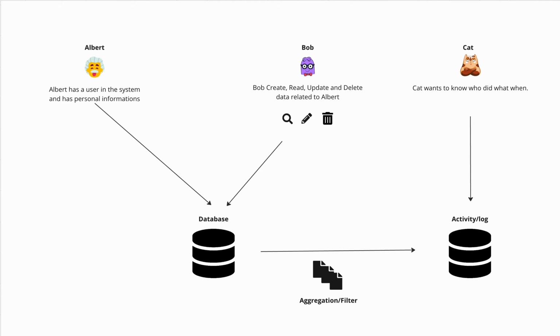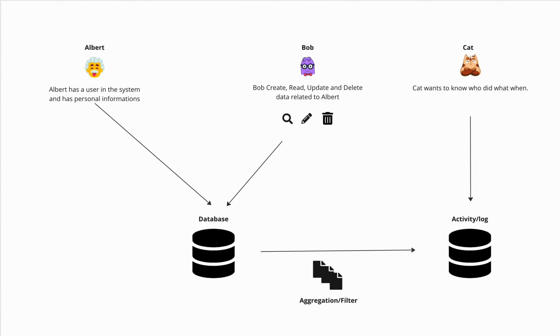Today I want to talk about the activity log, what problem it solves and how it does it. I'm going to show you a few examples of how it's implemented and how you use it as a developer. First of all, I have a very simple scenario where Albert has some data in the system that should be protected by GDPR.